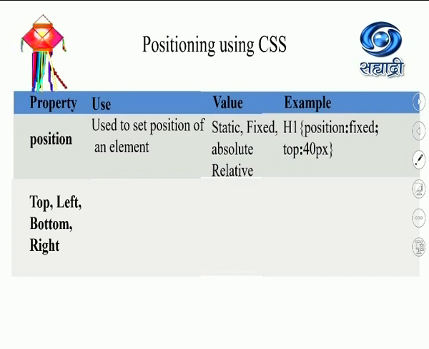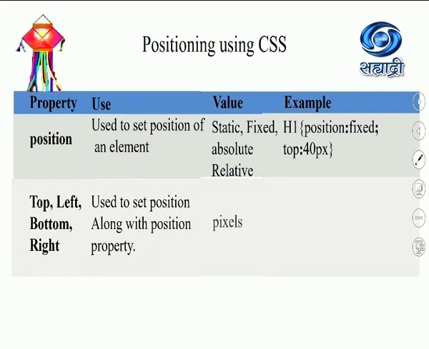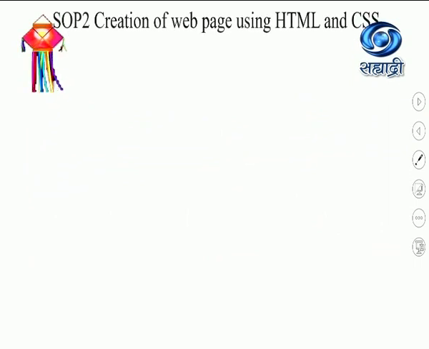So here along with the position you can mention top, left, bottom and right properties as well, so that you can specify whichever position you want for the particular element. For example, over here you may observe for H1 the position is absolute, I have mentioned, and from the left side it should leave 20 pixels, from top it should leave 40 pixels. Students, what is absolute position, what is fixed position, we will see just by looking at the demos.